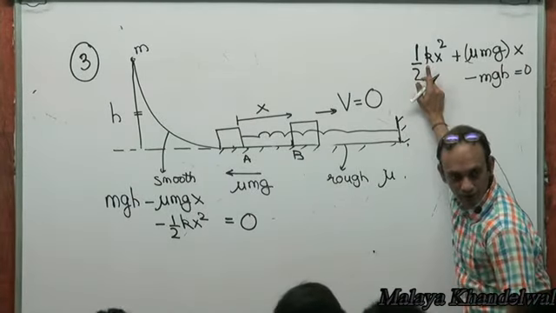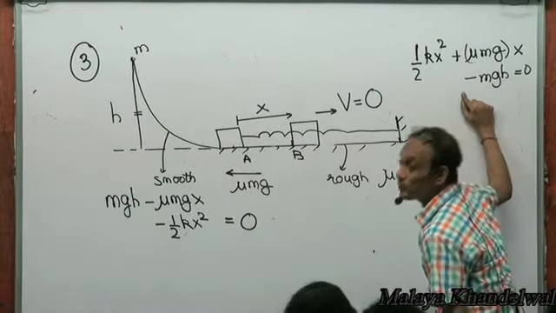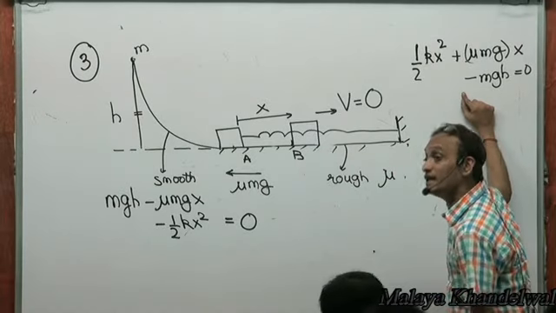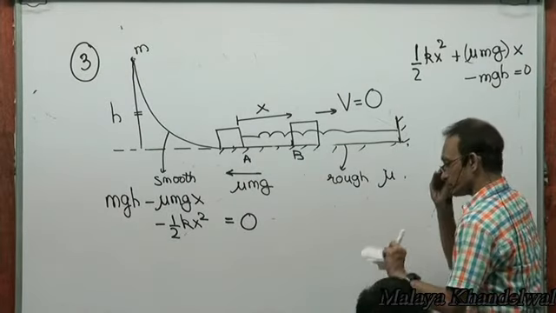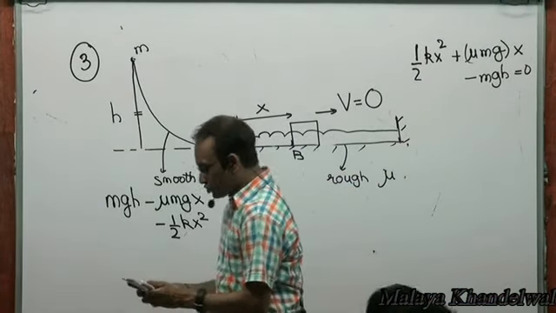So you're going to reject the negative value of x, and the positive x will give you the maximum compression that occurs in the spring. Okay, that's part 1 of the problem. Part 2 of the problem: what's the work done once you solve for x? What's the work done by friction? Minus mu mgx would be the work done by friction, right?